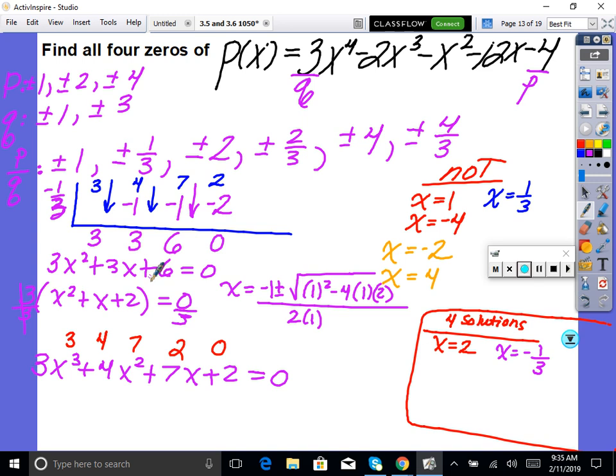So then from there we have x is equal to negative 1 plus or minus the square root of 1 minus 8. So that's the square root of negative 7 all over 2. So that would be x is equal to negative 1 plus or minus i root 7 over 2.